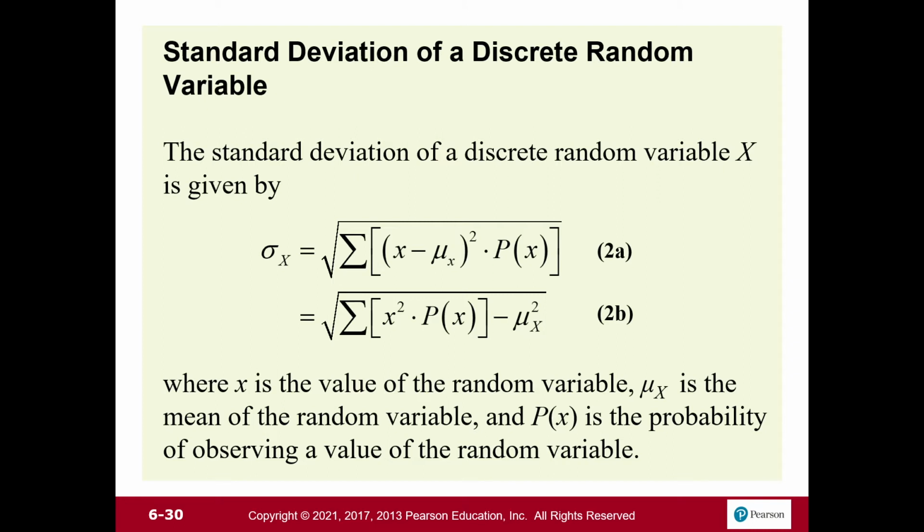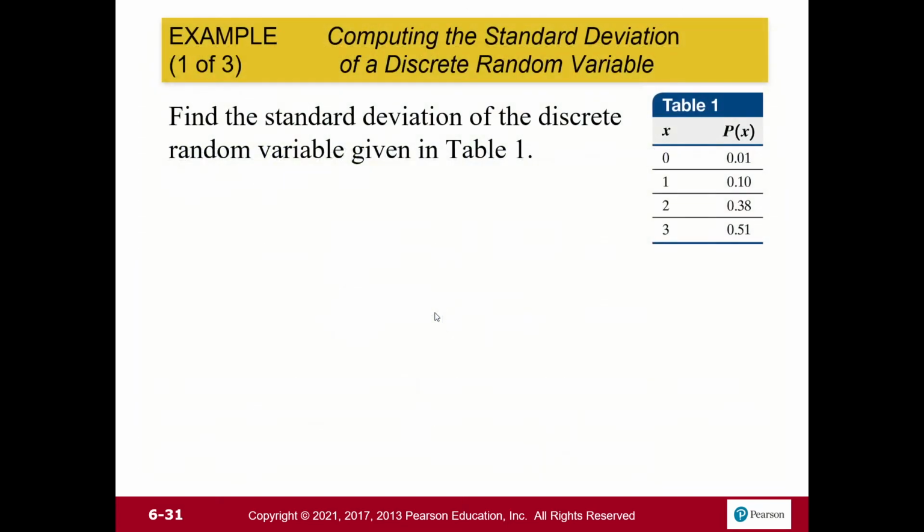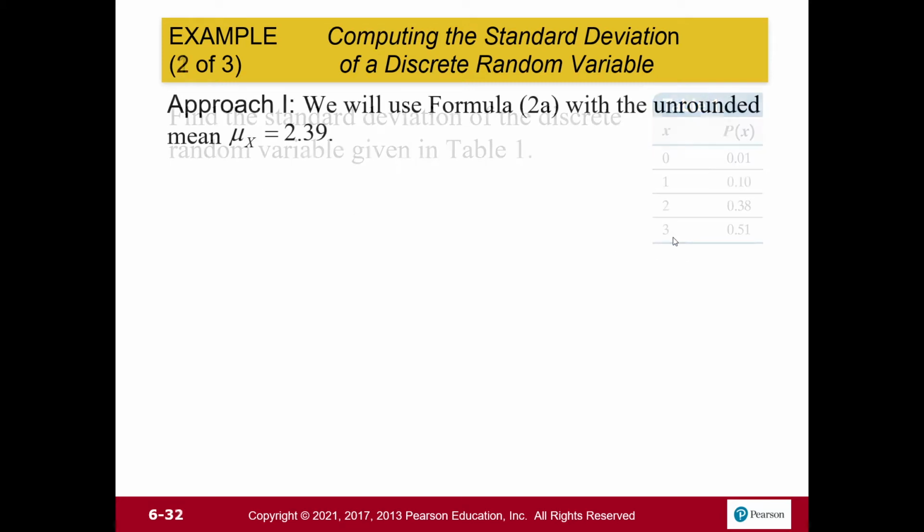X is the value of the random variable, mu x is the mean of the random variable, and p of x is the probability of observing a value of the random variable. So we have two different formulas, and these are equivalent. Here it says find the standard deviation of the discrete random variable. We'll use formula 2a with the unrounded mean.